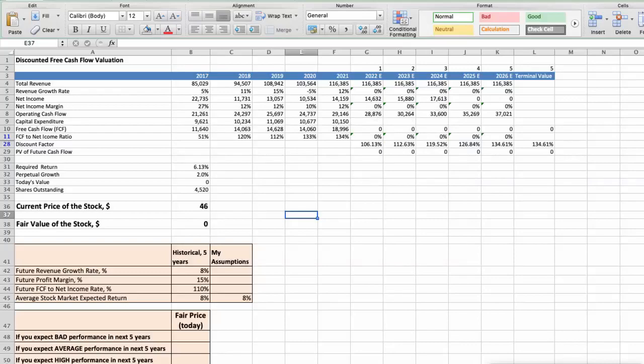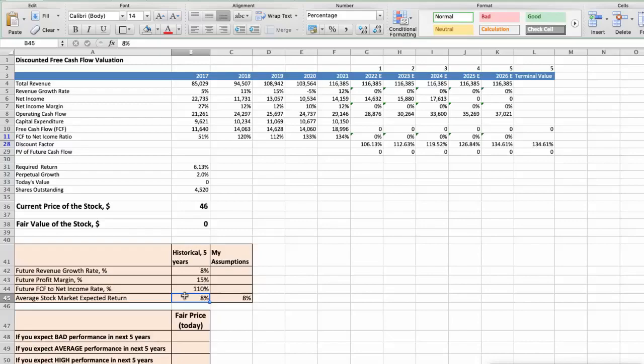First model. Discounted free cash flow valuation. This spreadsheet contains some financial data that we will use for the stock valuation. We see that the average revenue growth rate of the stock has been around 8% per year, for last 5 years. We see that the average profit margin of the stock has been around 15% per year, for last 5 years. Also, we see that the average free cash flow to net income rate of the stock has been around 110% per year, for last 5 years. And we expect 8% per year average stock market return.